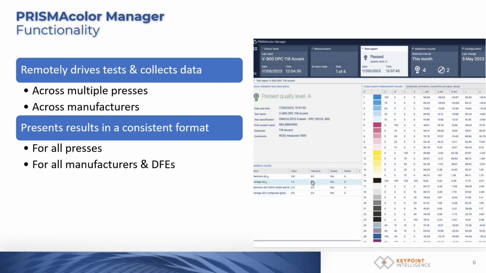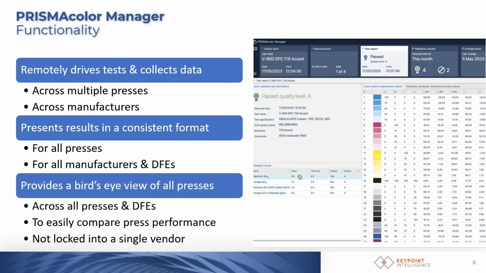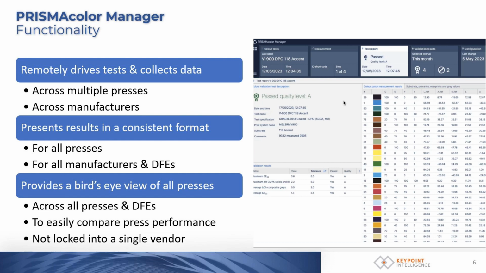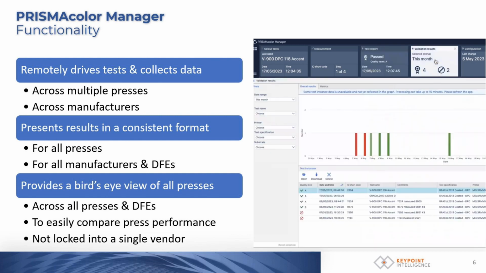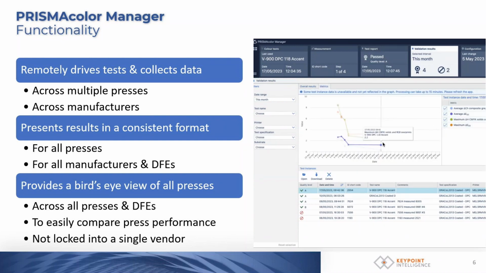It means that he or she can have a bird's eye view of every press in a shop or across locations to ensure that they are all at the desired color quality levels without having to visit the shop floor. Not only is this a time saver, but it also becomes possible to compare press color performance with the same reports for every manufacturer. It also means the print shop owners aren't locked into a single press vendor forever without having to revise their color verification processes.